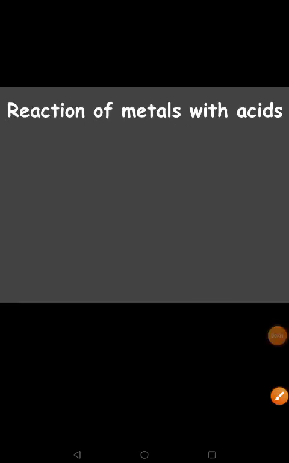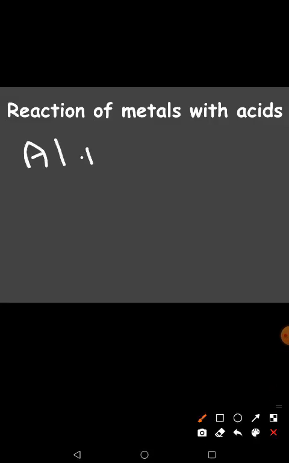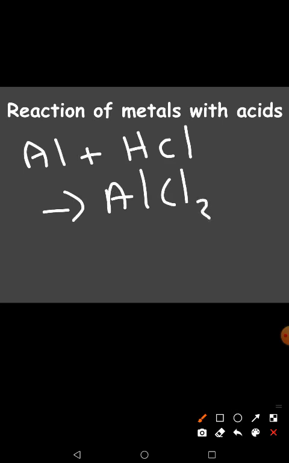See how to write the equation of reaction of aluminium with hydrochloric acid. See here, aluminium reacts with hydrochloric acid, listen carefully, to give you AlCl3 plus H2. Aluminium chloride is a salt and hydrogen gas is liberated.